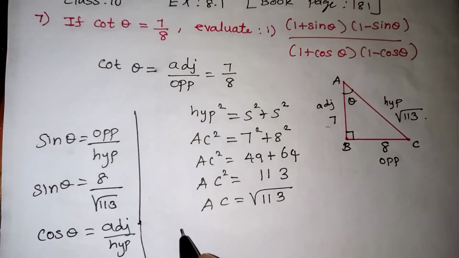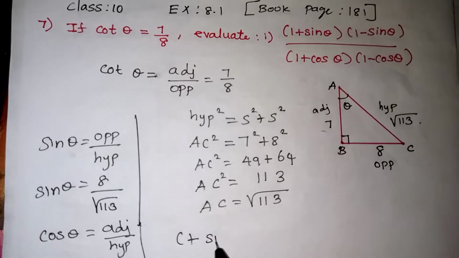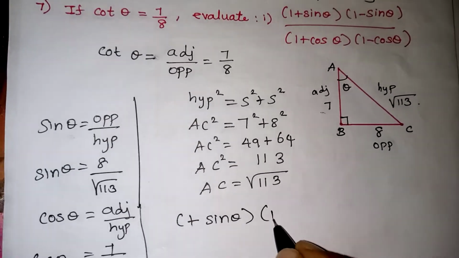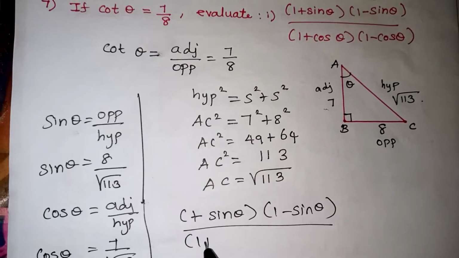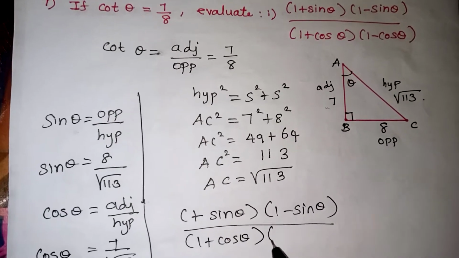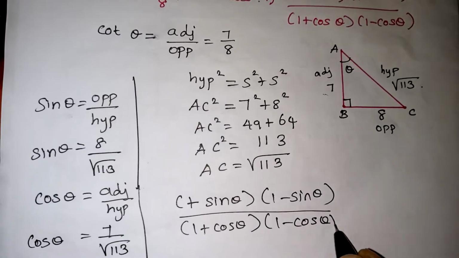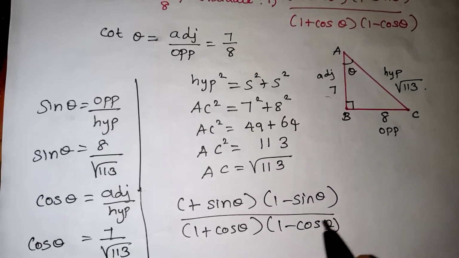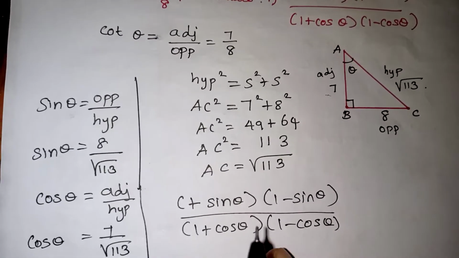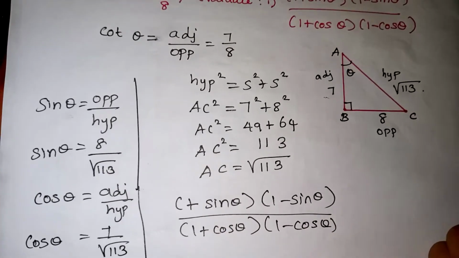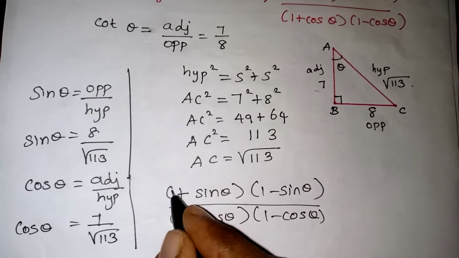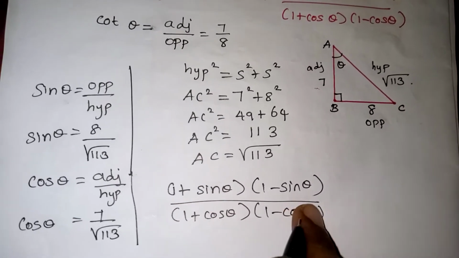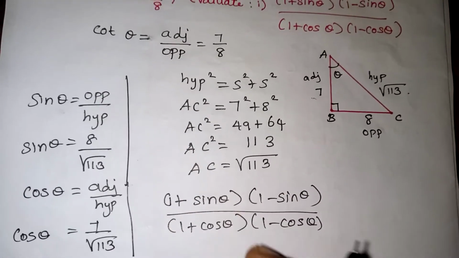So we need to evaluate 1 plus sin theta into 1 minus sin theta by 1 plus cos theta into 1 minus cos theta. Either you can substitute, then go for the simplification, or we can simplify the equation, then go for the substitution. By looking at the question, it looks like a plus b, a minus b.